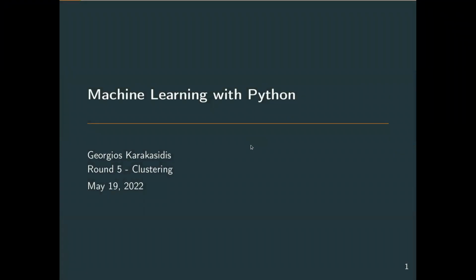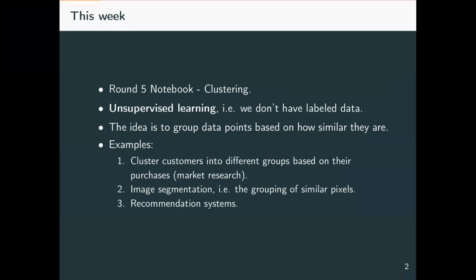This week, the topic of this round is clustering. Clustering is an unsupervised learning method, where unsupervised means that we don't have any label data. The idea is to find a way to group data points based on how similar they are, or more specifically, how similar their features are. And some examples of that.